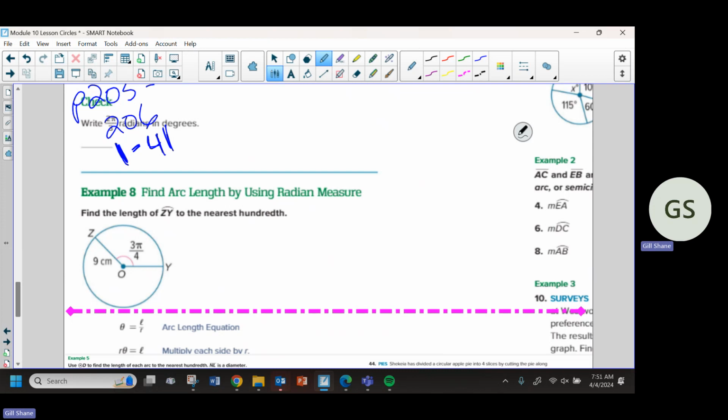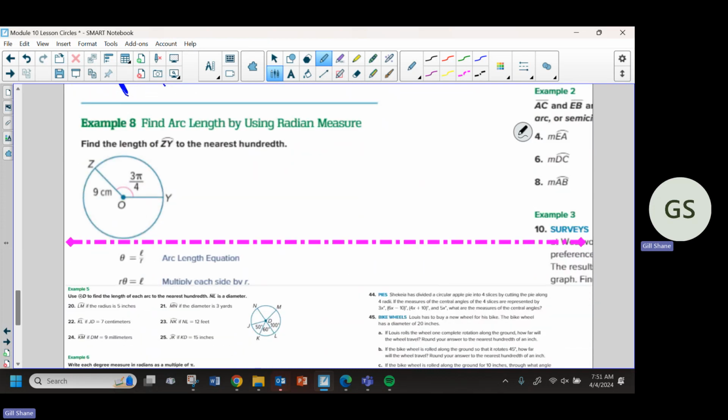I'm not going to go back and explain what that means. You can watch the video. If you didn't understand it, watch it again. Look up other videos, whatever you got to do. But if you just accept that if they're asking you to find the measure in radians, the whole circle is 2 pi radians, then you're fine.